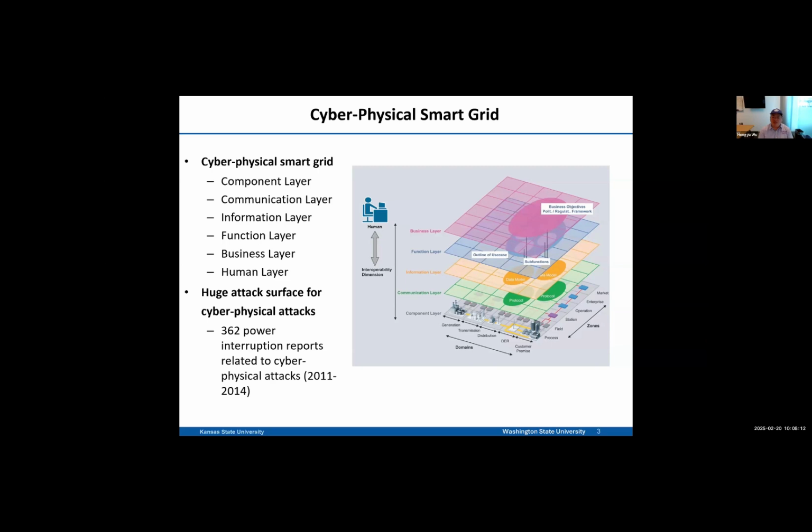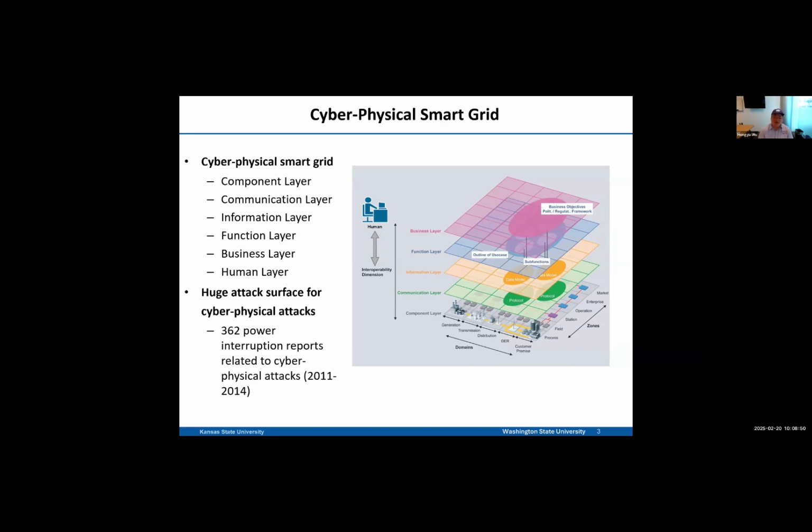One layer up is the business layer that has distinct business objectives and profit associated with various stakeholders. At the topmost layer, as you can see here, we have the human layer, which encompasses the policymakers, regulators, operators, engineers, and consumers, all of whom interact with and influence the smart grid through decision-making, regulation, and usage behavior. As you can see, the smart grid is a cyber-physical system where each layer interacts with the rest of the layers.